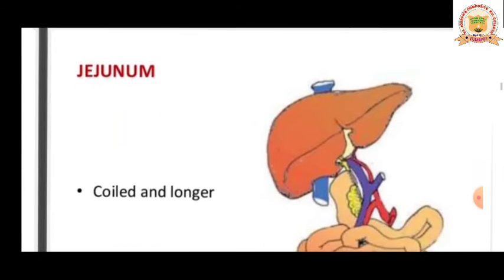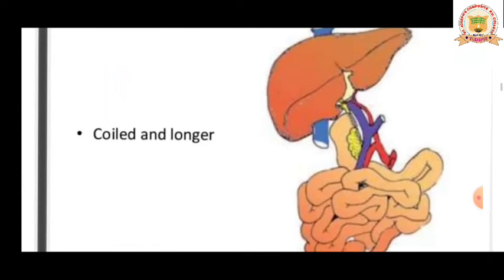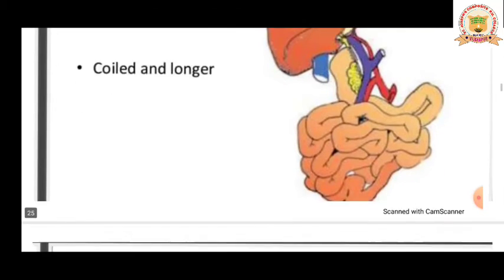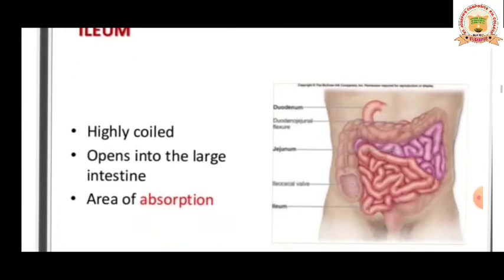Let me pass on to the next part, that is the jejunum, which is highly coiled and very long. The last part is the ileum, highly coiled, which opens into the large intestine and increases the area of absorption. So these are the three parts of our small intestine, which is very long, about 7 meters in length, divided into duodenum, jejunum and ileum. The opening of the stomach into the duodenum is guarded by the pyloric sphincter. The ileum opens into the large intestine.